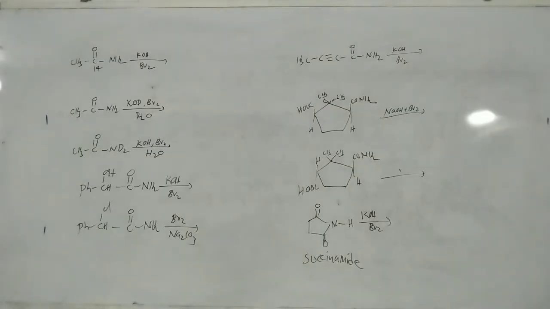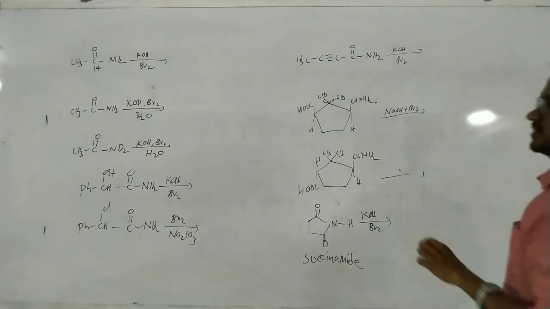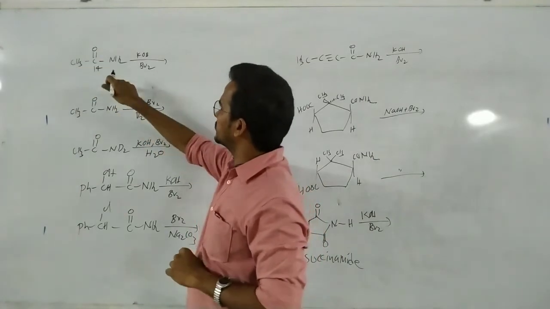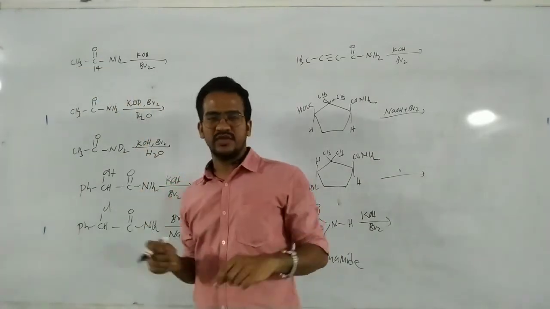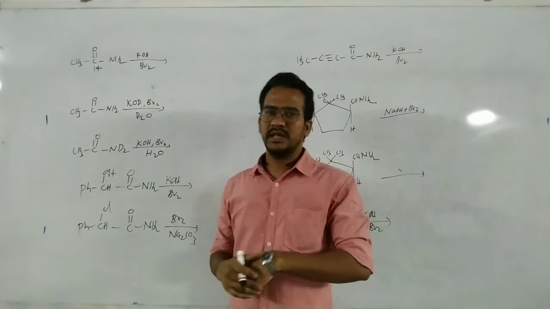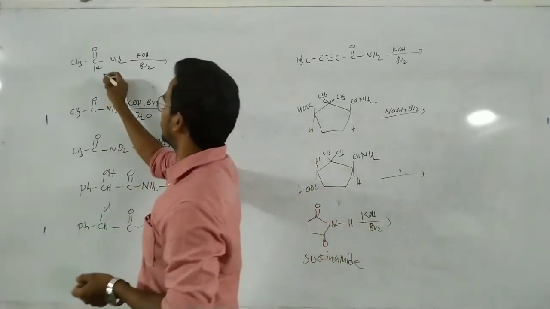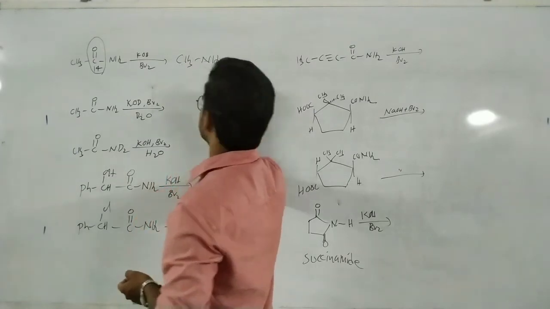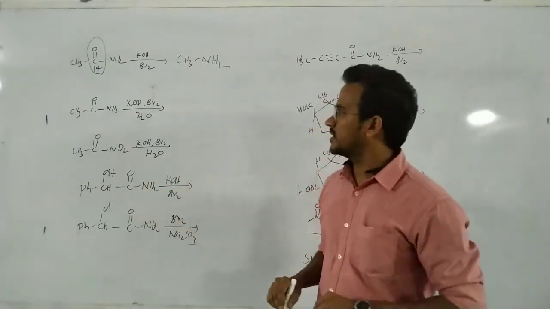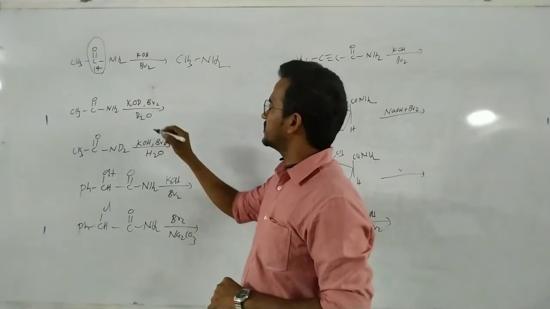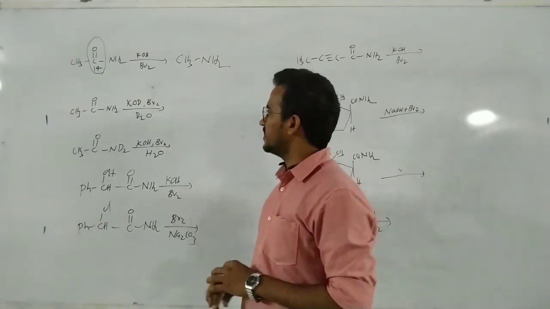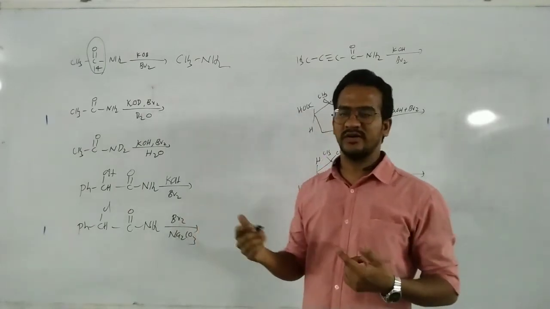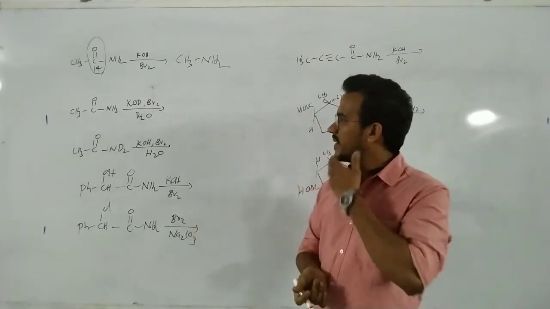Okay, so now let us discuss some examples from this reaction. In this case here, CH3CONH2. Actually, after the formation of the alkyl isocyanate, decarboxylation takes place. So here loss of CO2 takes place. So here the product is CH3NH2. Okay, that's it. And now in this case, the CONH2. So you can write these two examples. I hope you can write these two examples.